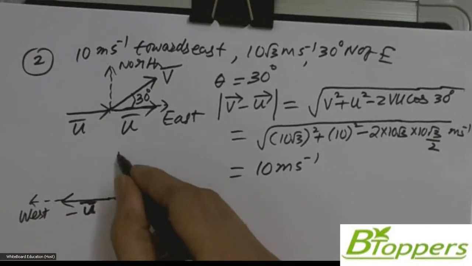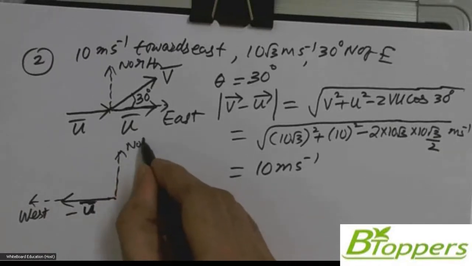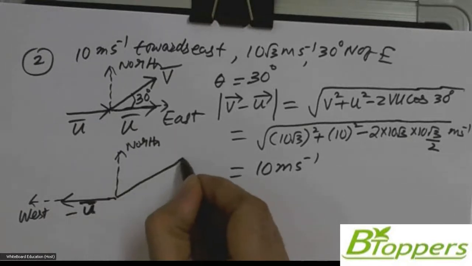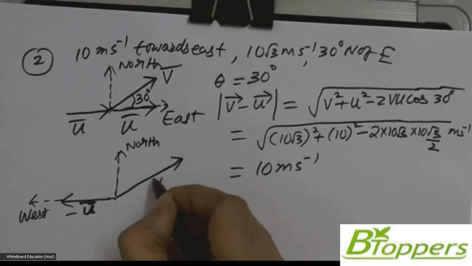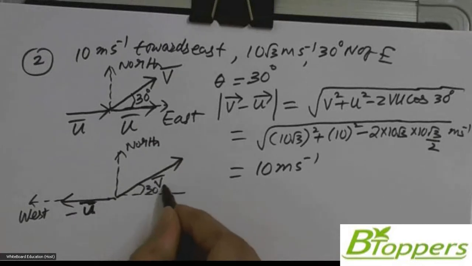As it is shown in the previous figure, the direction of the final velocity vector v bar makes an angle of 30 degrees with the east direction.